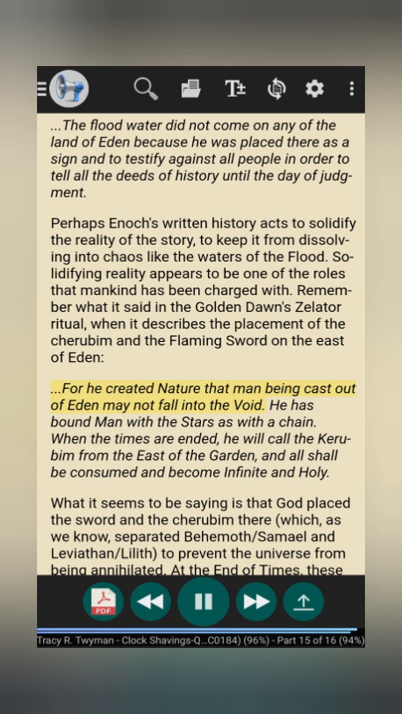"For he created nature, that man being cast out of Eden may not fall into the void. He has bound man with the stars, as with a chain. When the times are ended, he will call the cherubim from the east of the garden, and all shall be consumed and become infinite and holy."